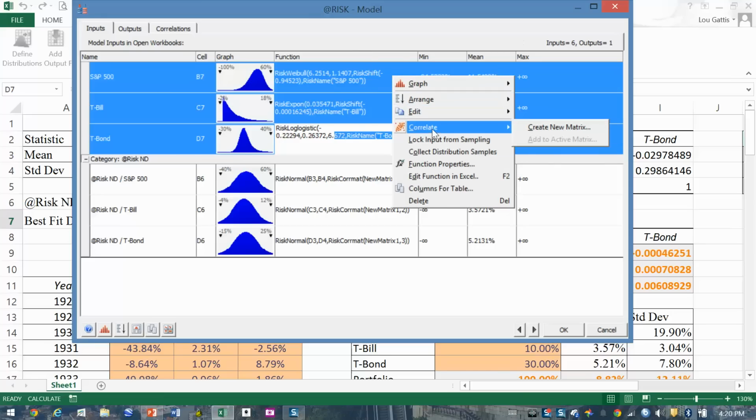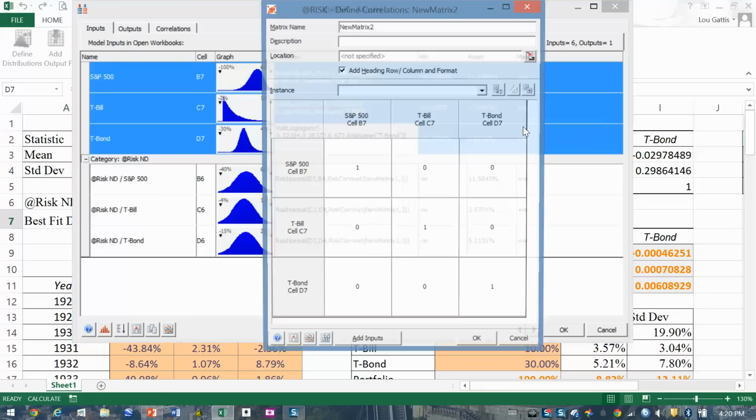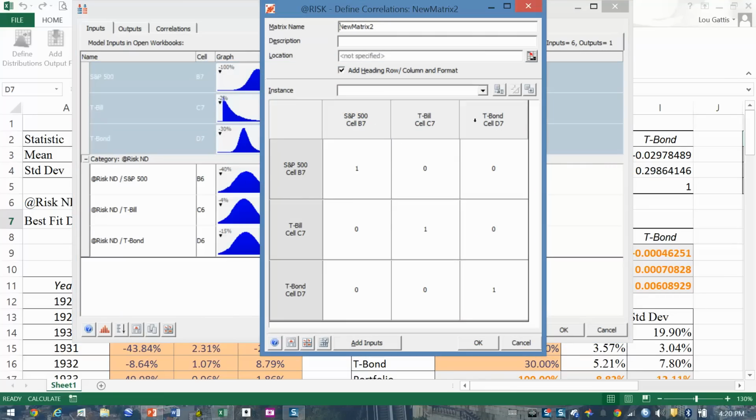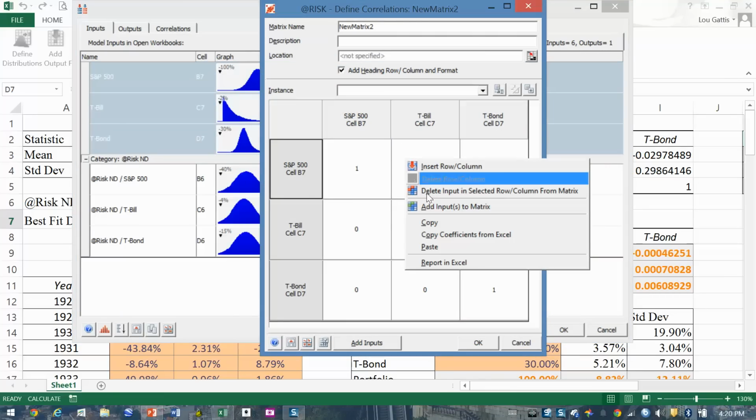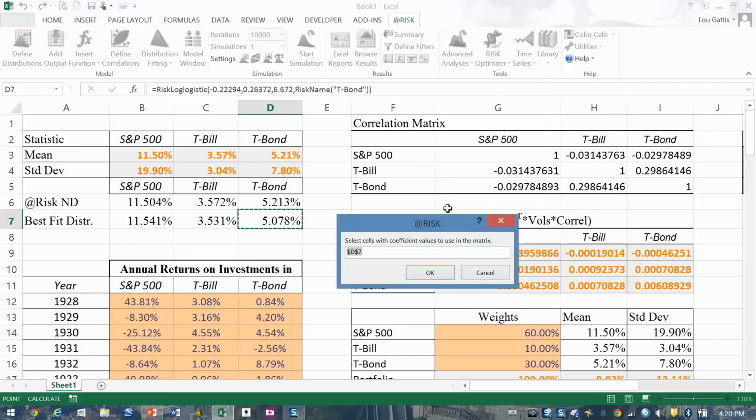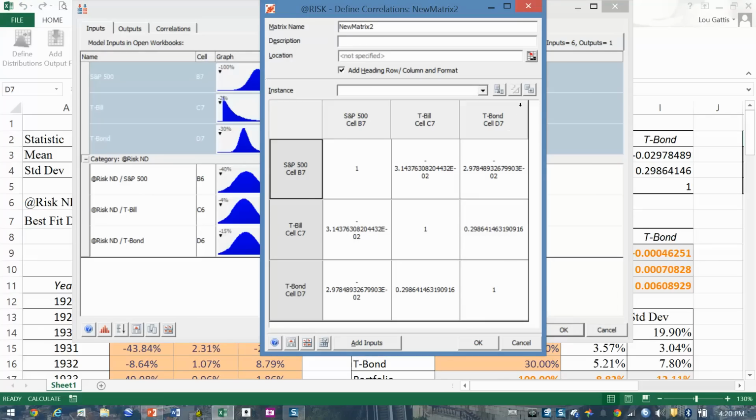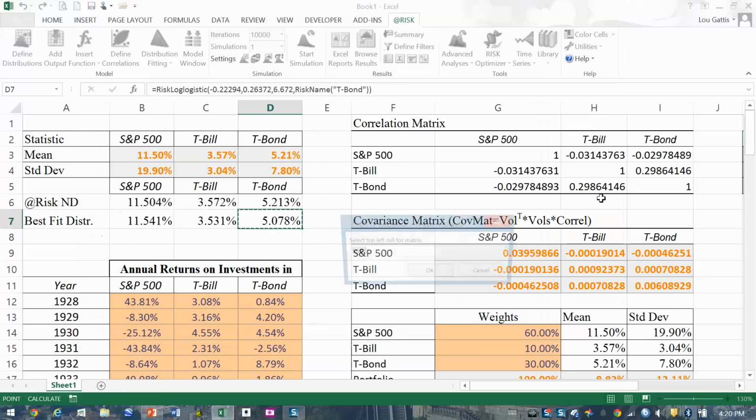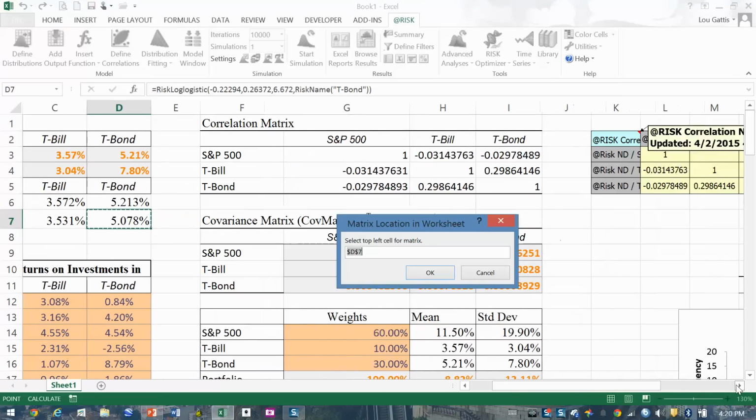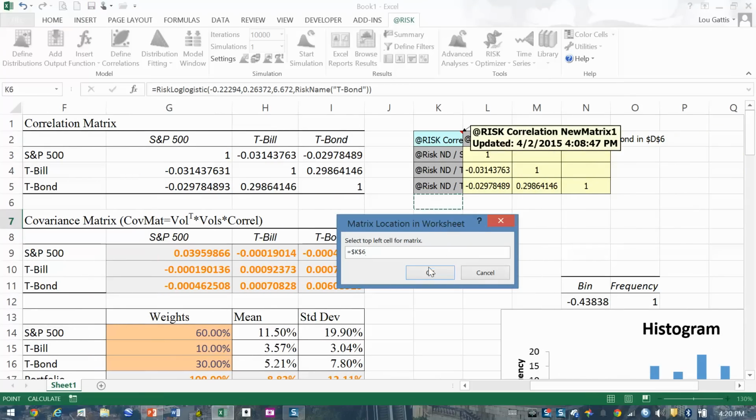So I'm going to correlate, right-click, correlate, create new matrix. Order looks good. Right-click, copy coefficients. Grab the actual correlation matrix I want to use. Put in a location from Excel. And I'll just put it right here, right below it.